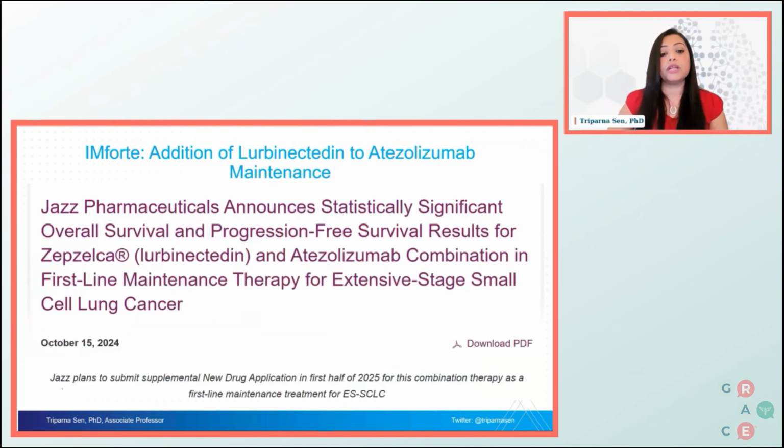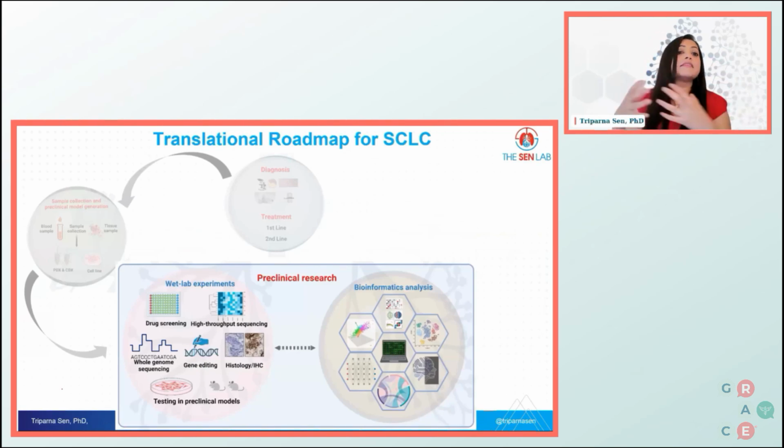And there was a press release which told us that this combination could be effective for patients with small cell lung cancer. We still have to see the data, but I think the point is that this is the pipeline that we want to follow, is take a drug from the preclinical setting to the clinical setting.